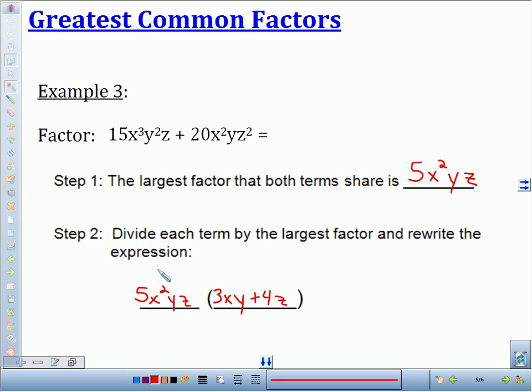So I end up with 5x squared yz as my greatest common factor outside the parentheses. And inside the parentheses, 3xy plus 4z. And if I distributed the 5x squared yz back in, I would end up with what I started with.